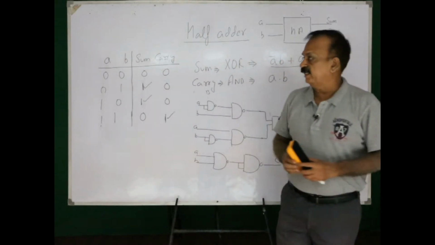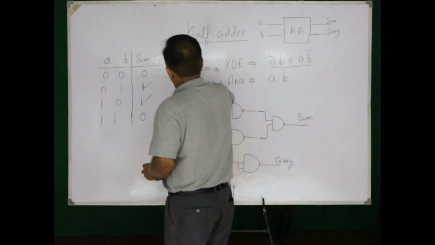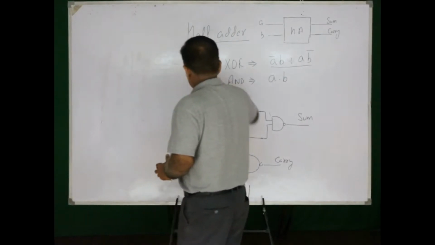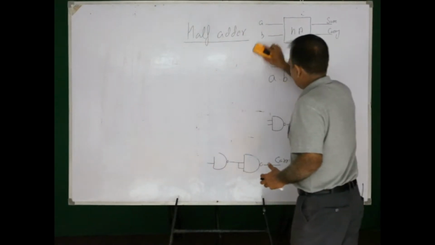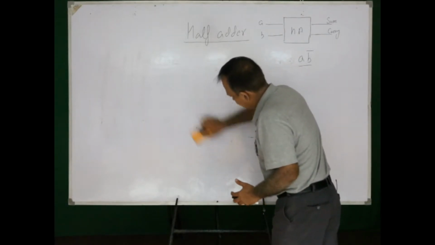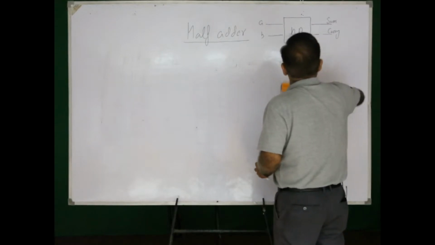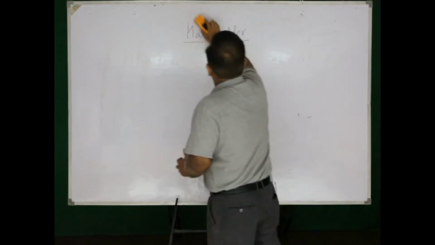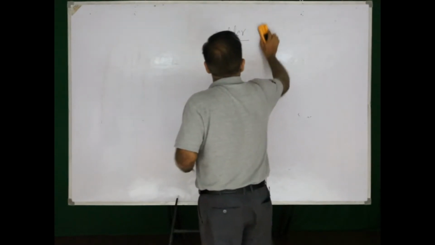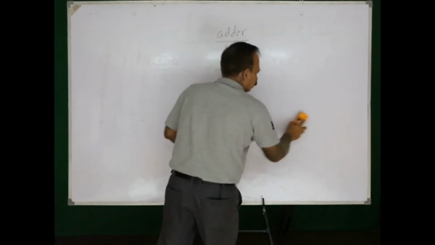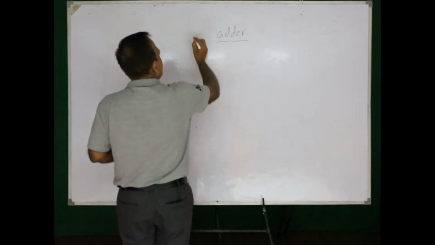Now what basically is a full adder? A full adder is a circuit which is used to add 3 bits at a time. Now in half adder we were adding 2 bits. Now if 3 bits are to be added, then we use full adder. So again we will first prepare the truth table for full adder. Now as the inputs are 3, total combinations will be 8.